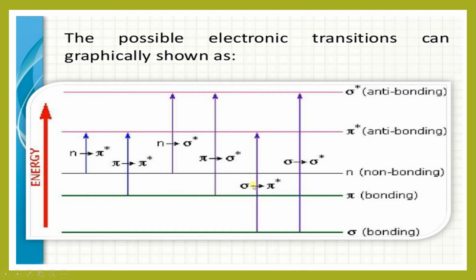Before that, this is a graphical representation of electronic configurations, that is, the energy level diagram. This is a bonding sigma orbital to anti-bonding sigma star orbital transition. Similarly, bonding sigma orbital to anti-bonding pi star orbital, bonding pi orbital to anti-bonding sigma star orbital, and similarly n to sigma star, pi to pi star, and n to pi star. So this energy level diagram shows the possible electronic transitions.